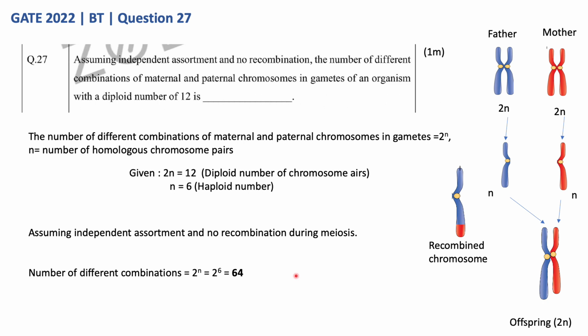Therefore, there are 64 different combinations of maternal and paternal chromosomes in the gametes of an organism with a diploid number of 12, assuming independent assortment and no recombination. So the answer to this question is 64.